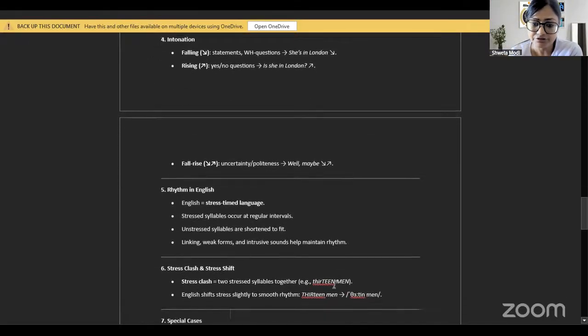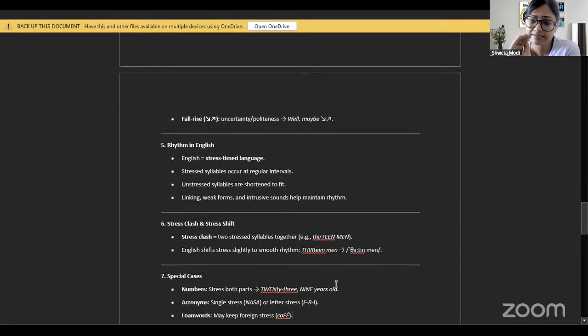Then comes rhythm in English. Okay. English is a stress-timed language. As I told you, that's a historical development. We have stressed syllables occurring at regular intervals, and unstressed syllables are shortened to fit. Linking, weak forms and intrusive sounds help maintain rhythm. So this is all about rhythm, because even if we talk about schwa, there are so many words where you don't stress just because of the historical development, the rhythm and the ease of articulation.